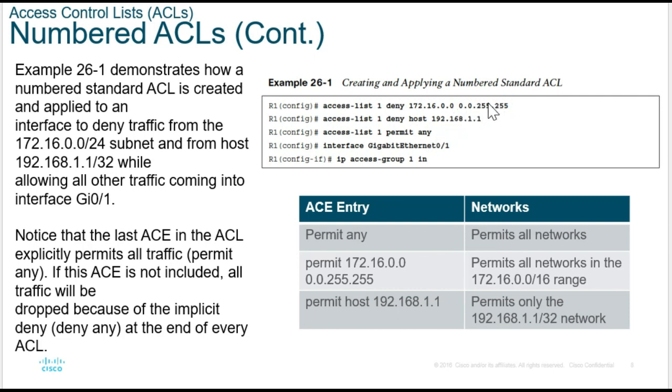Okay, now after we have listed all our ACEs, we apply this ACL into an interface. In this example, it is gig 1/1. We use ip access-group, and the number and the direction. So in this example, it is inbound.